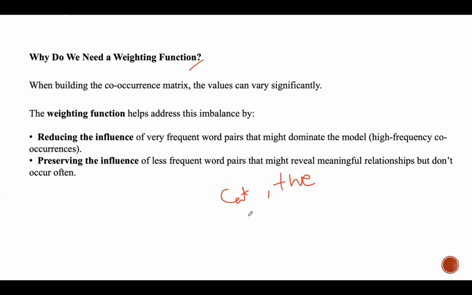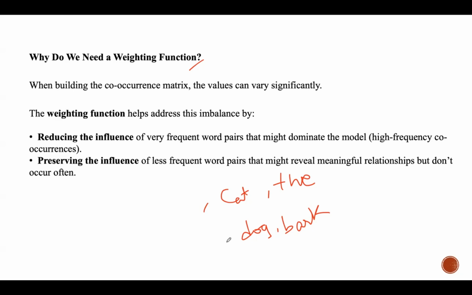So we can consider this as a frequent pair, right? Because they co-occur frequently with many other words. Whereas words like dog and bark, these two terms co-occur less frequently, but we can say that it is more informative. So without a weighing function, the GloVe model might end up giving too much influence to cat and the, because these co-occur often, but they don't reveal much about the meaning of cat.